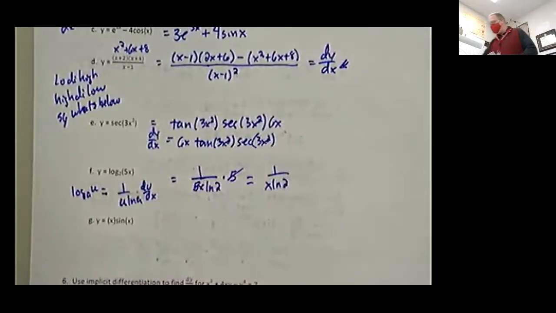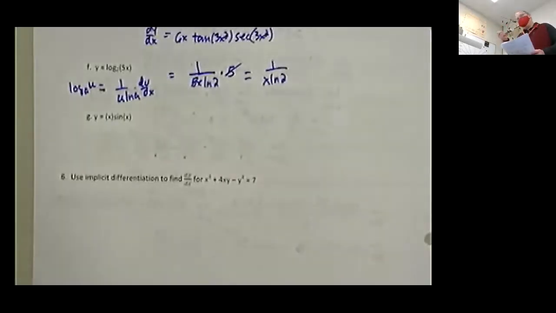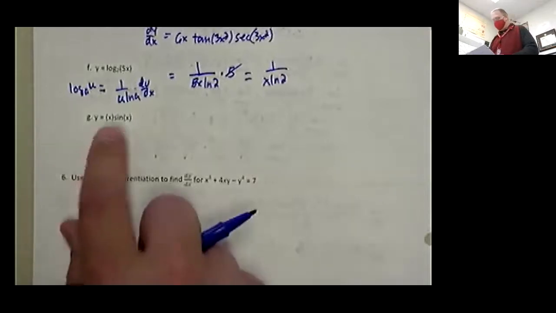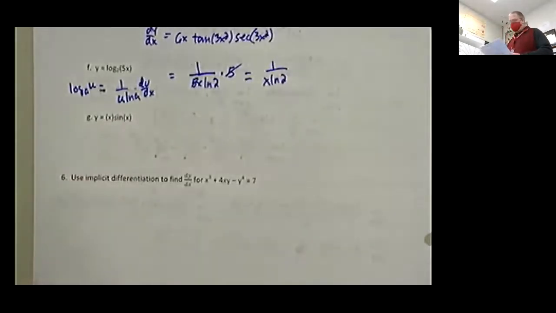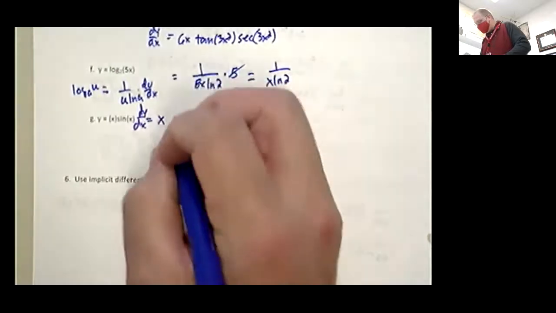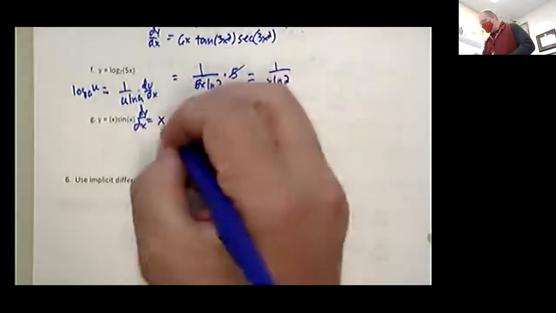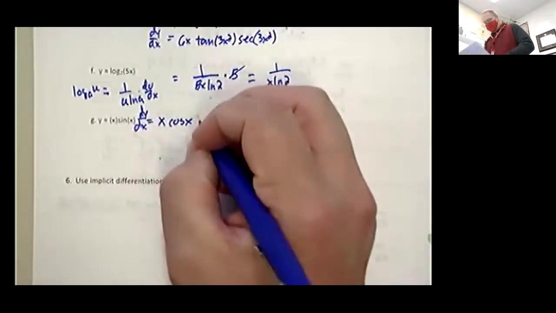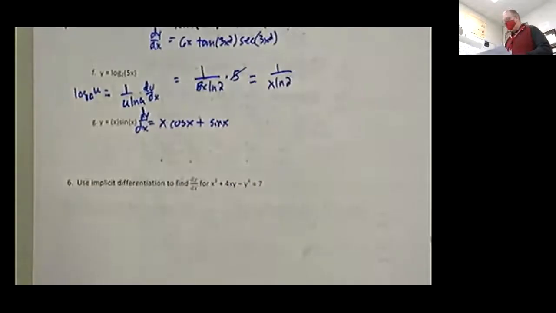Letter G, here we have to use the chain rule if there's something inside. Product rule, this is product, multiplying x times sine. We're doing first times the derivative of the second plus the second times the derivative of the first. The first is x, dy/dx is equal to x times the derivative of sine, which is cosine of x, plus the second, times the derivative of the first, which is just 1.